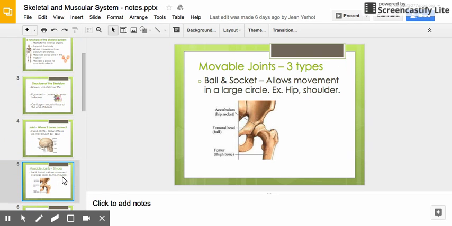Then there are some types of joint that allow for movement. One of those is the ball and socket joint. This allows for movement in a large circle. Some examples of ball and socket joints include your hips and your shoulder. That's why you can make those big arm circles.